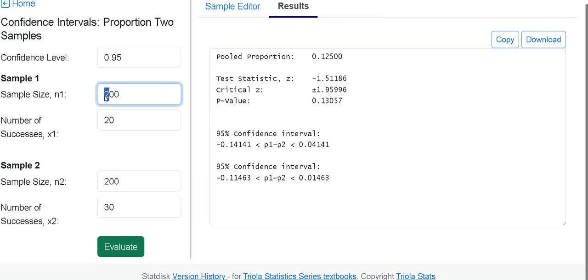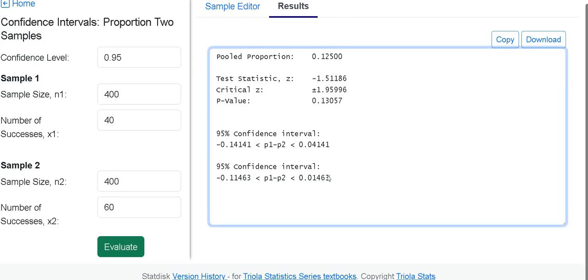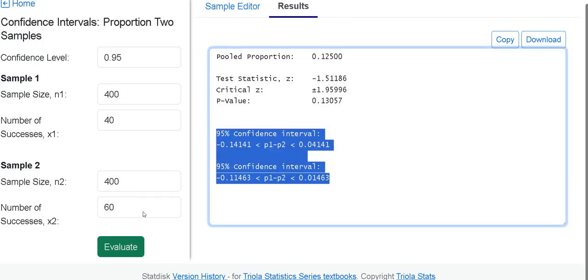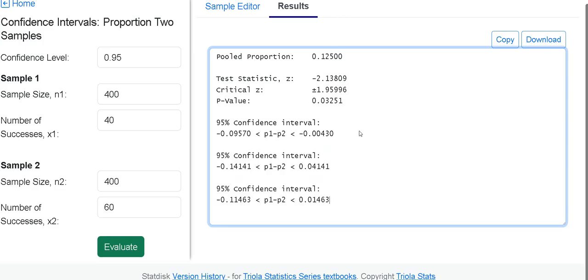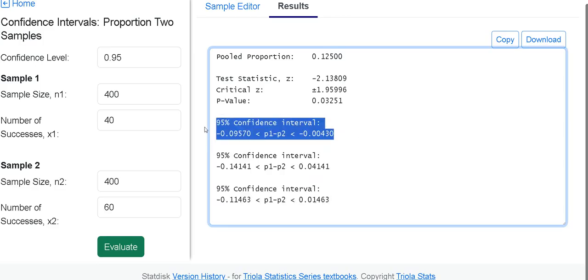Let's double this one last time. 440 and then 460. And we'll copy both of these. Let's look at this one last time. What's happening to your confidence interval? It's getting narrower and narrower and narrower. So that's a good thing. You're getting more and more information from your population or from your data.